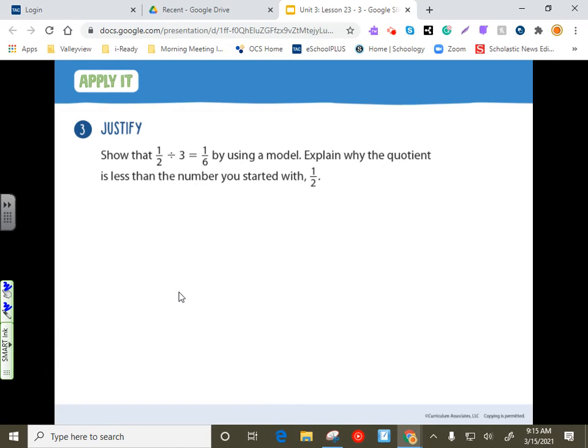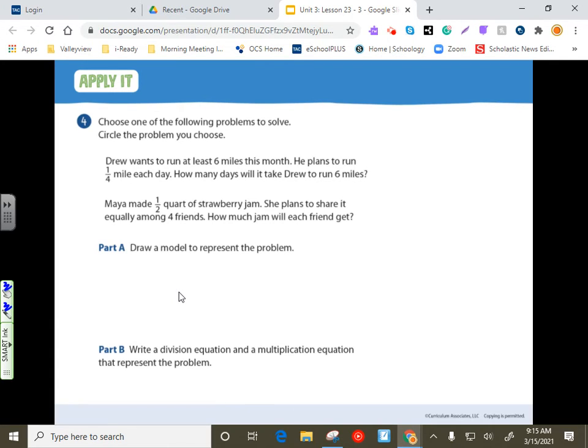All right, go ahead and turn the page, and let's look at question 4. Choose one of the problems to solve. I chose the second one that talks about Maya. There's a little star right here next to it. Since it asks us to draw a model, we're not going to do that. So Maya made 1/2 quart of strawberry jam. She plans to share it equally among 4 friends. So she has 1/2 quart of jam and she wants to divide it among 4 people. So there's our problem mathematically.